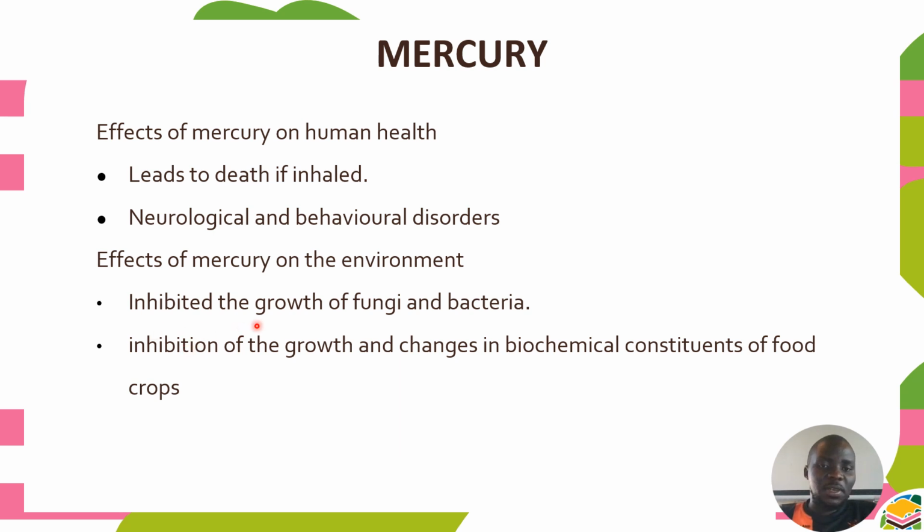It inhibits the growth of fungi and bacteria. Let us focus on bacteria. When the bacteria are limited, it means there will not be many bacteria, and decomposition will not be happening properly. It can affect the soil structure as well as texture. Inhibition of growth and changes in the biochemical constituents of food crops. So for food crops such as maize, when there is mercury, there is slow growth.